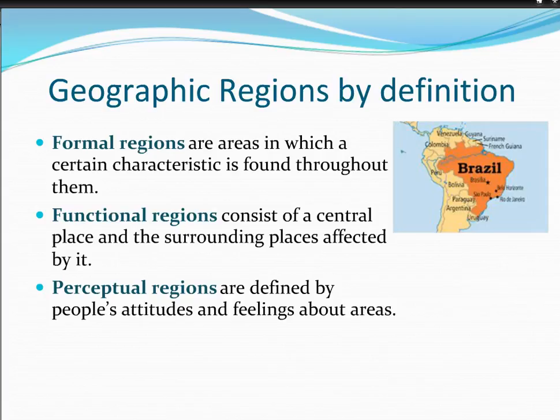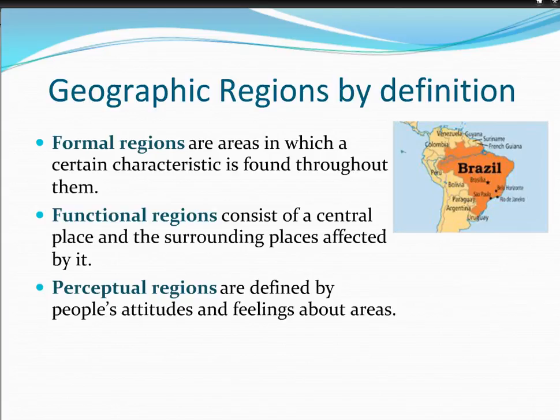Functional regions consist of a central place and the surrounding places affected by it. So when you're thinking of a functional region, think of what serves the region. It could be a transportation system. It could be an airport such as Dallas-Fort Worth. It's in a metropolitan location, and it serves that location and the areas around it.